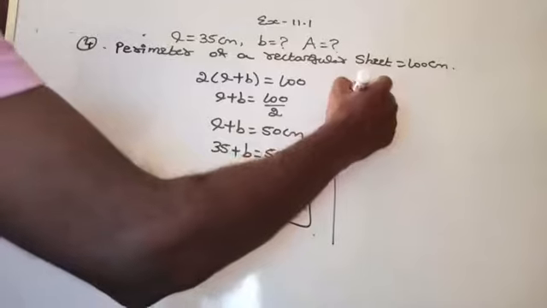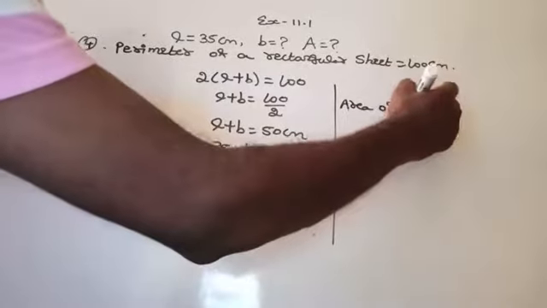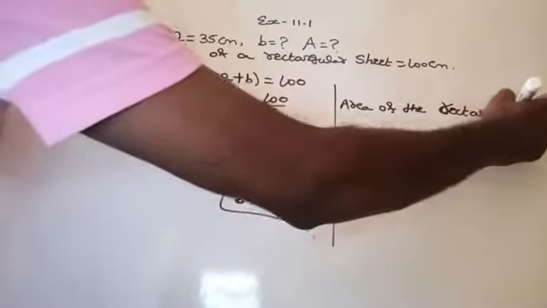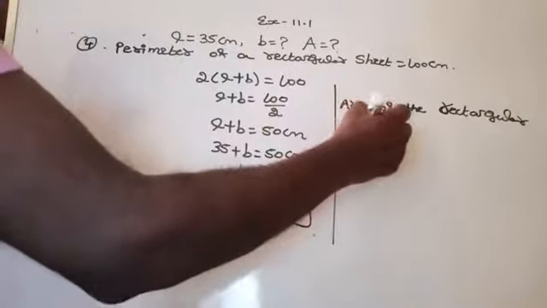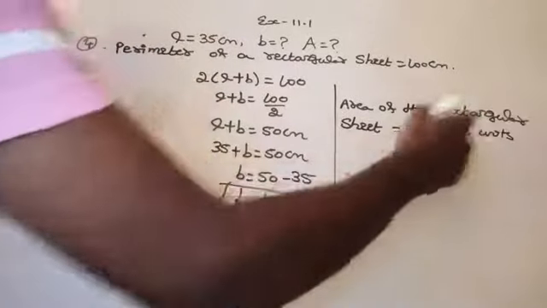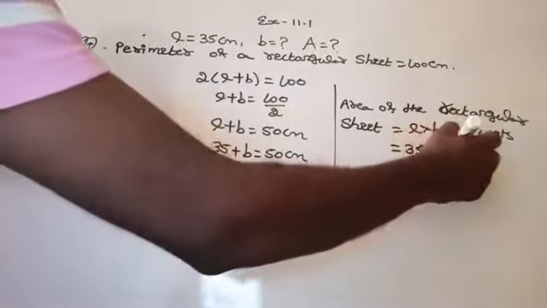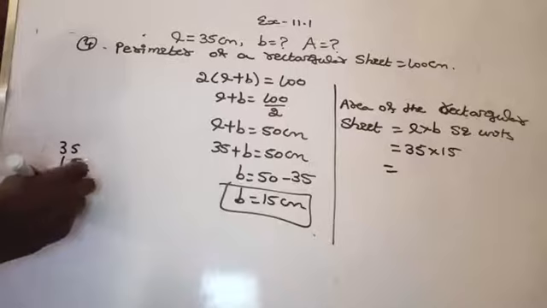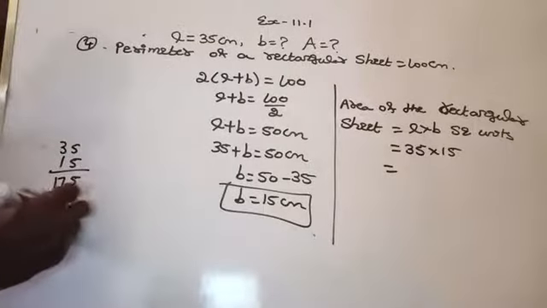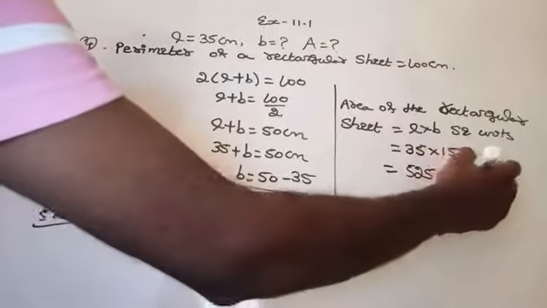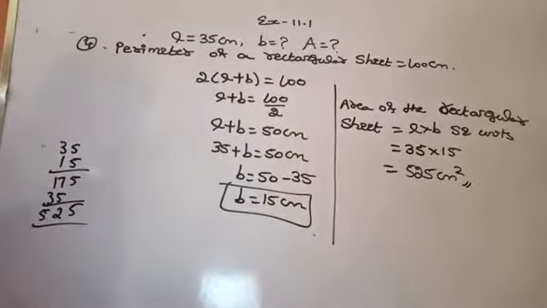Now find the area. What will be the area of this? So area of the rectangular sheet is length into breadth square units. What is the length? Length is already given, 35, and breadth we found here is 15. So 35 into 15. 35 into 5, 175. 35 into 1, 35, so 525 centimeter square, which is the area of the rectangular sheet. Are you getting there? Yes.